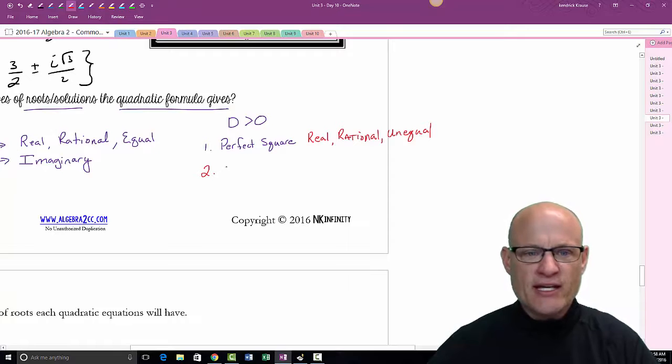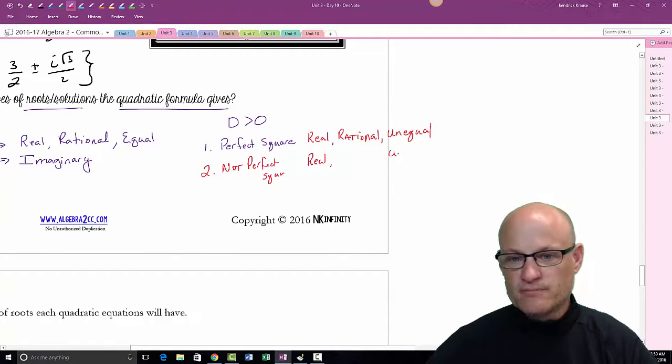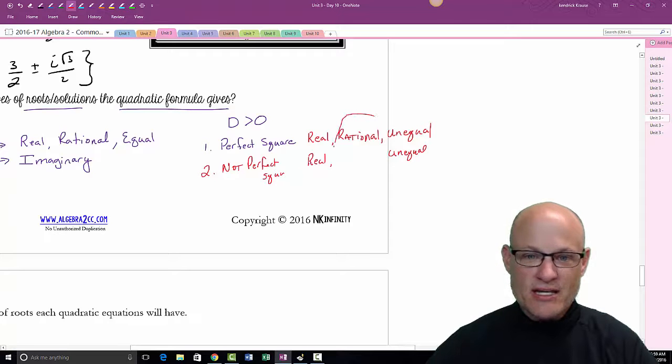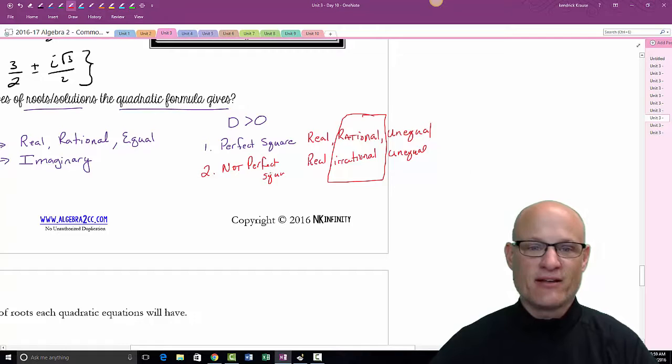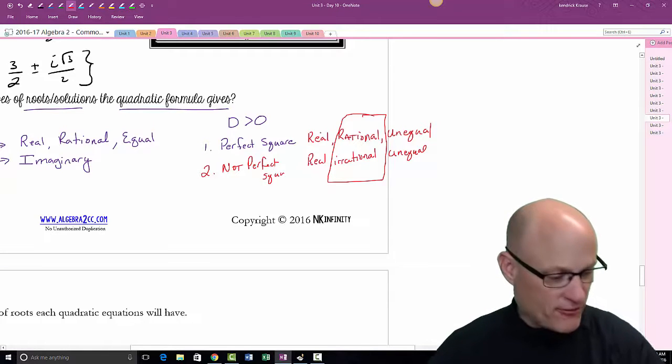And then case 2 is it's not a perfect square. And this isn't really going to change. They're going to be real. They're going to be unequal. But the only change is right here. It's not going to be rational. It's going to be irrational. Not a nice number. And, if you need to put numbers, perfect squares and not perfect squares.